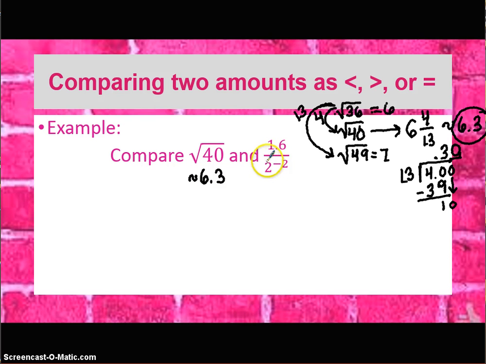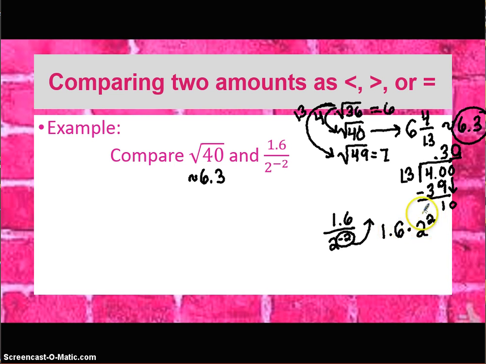Now let's figure out what this is equal to. We have 1.6 over 2 to the negative 2. Now we know that a negative exponent in the denominator can move to the numerator to become a positive exponent. The 1.6 will stay in the numerator because it has a positive exponent of 1. So we'll get 1.6 times 2 squared.